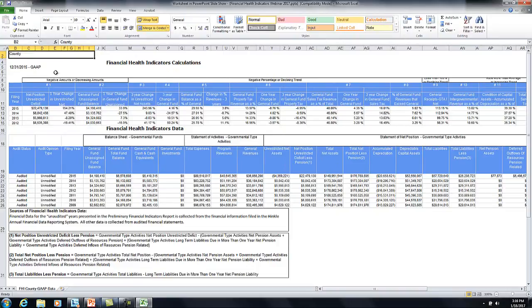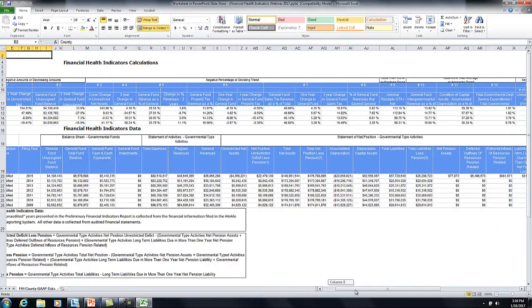So the entity's name would normally be here and tell you the basis of accounting. This top part are the indicator calculations for each year. It shows you the filing year, it shows you the indicator, and what the numbers or percentages represent for each of the indicators.